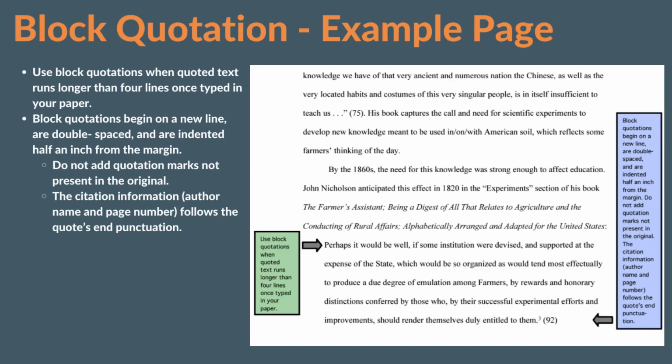And then here's an example of a quotation block. So in MLA, anything over four lines that you're quoting is going to be put into a citation block. These are indented one inch. It starts on a new line. You can see that it's also double spaced, just like the rest of the text.